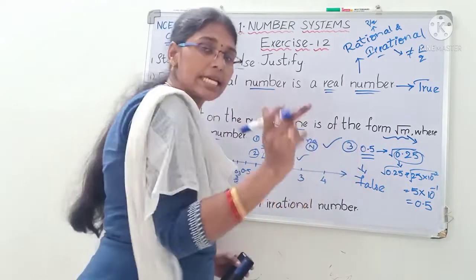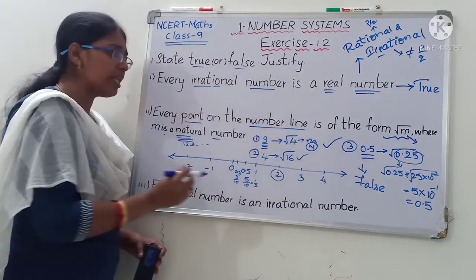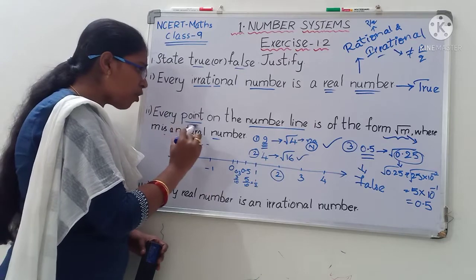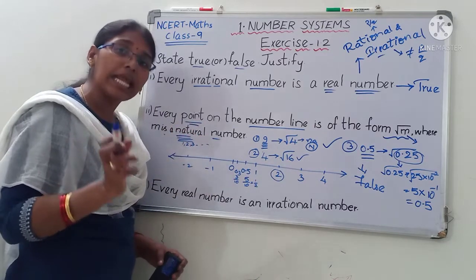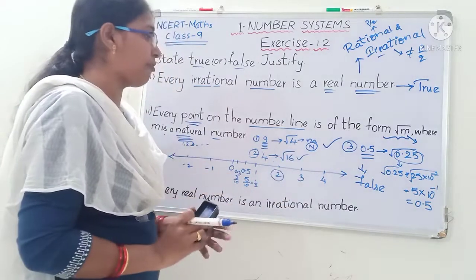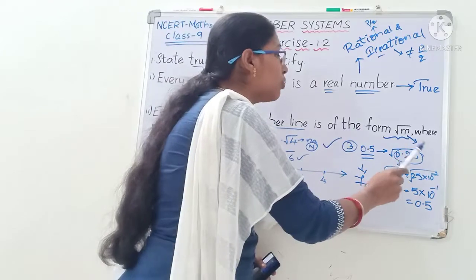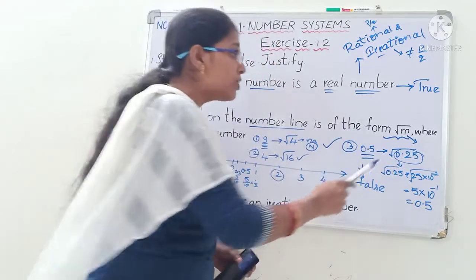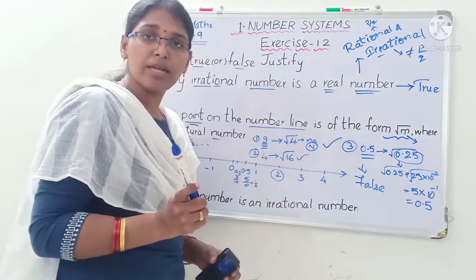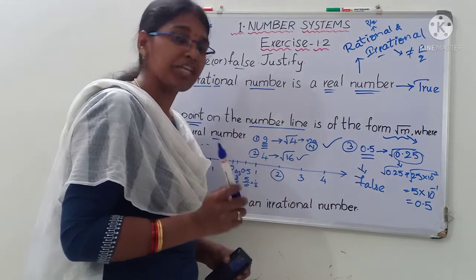But let's consider another example, 0.5. 0.5 is also a number on the number line. They are telling every point on the number line. That means you can consider any point and we can check. We consider point 0.5. This is also there on the number line. We write 0.5 as square root of 0.25. 0.25, is it a natural number, children? No, 0.25 is not a natural number. It is a rational number.